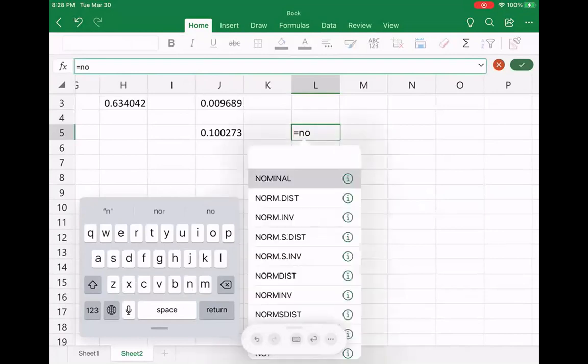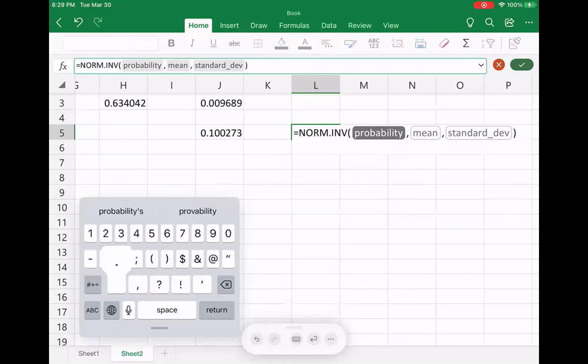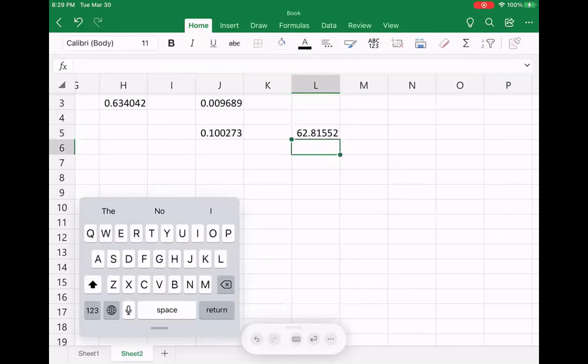Equals. Start typing in norm. You see norm.inv? Norm.inv. Normal inverse wants a probability. It wants the percentage, but it always wants the percentage to the left. So remember the top 10%, when we look at the top 10%, the area to the left was what? 90%. So we need to type in 0.9 as a decimal. It wants a mean. Our mean was 50. Our standard deviation was 10. We type this in and we get 62.8.